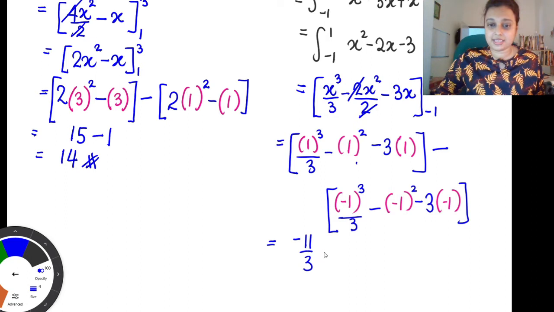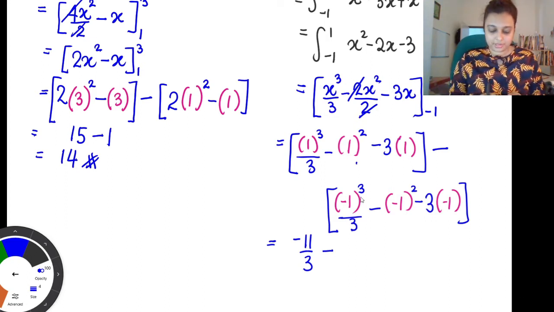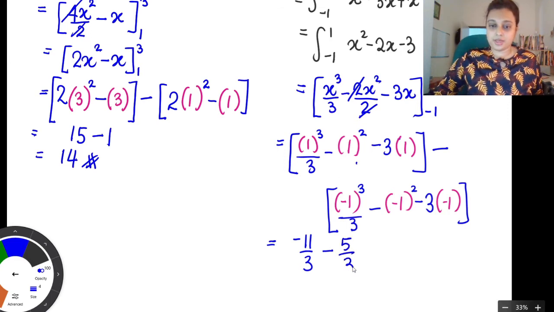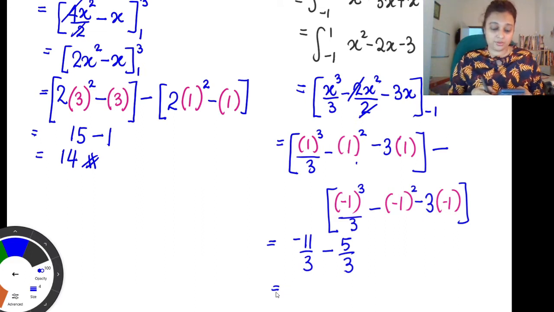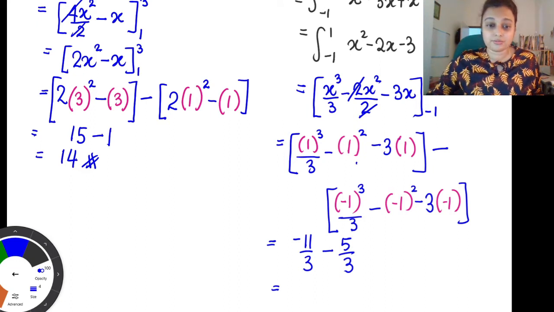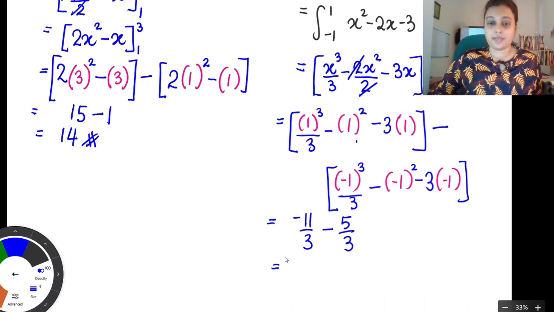Then minus, for the back one, negative 1 cubed over 3 minus negative 1 squared minus 3 times negative 1. I get 5 over 3. Did you get this as well? Minus 5 over 3. Please let me know if you get it together with teacher, to make me feel you guys are doing good. So when you minus this, you will get your answer, negative 16 over 3.